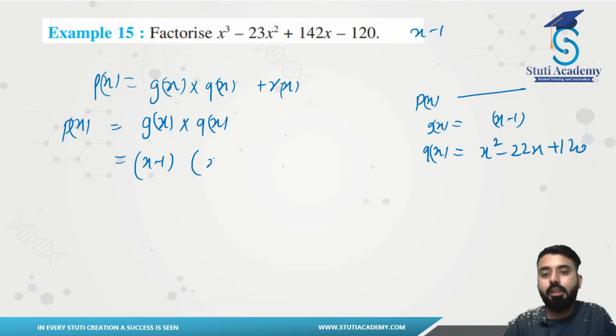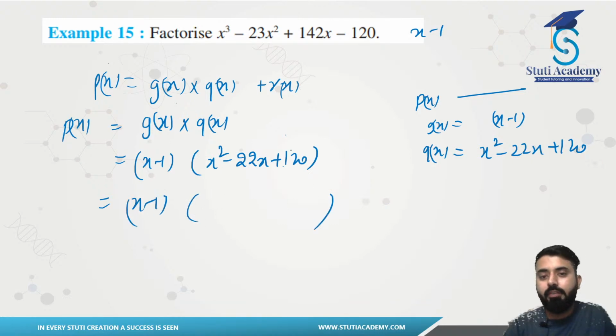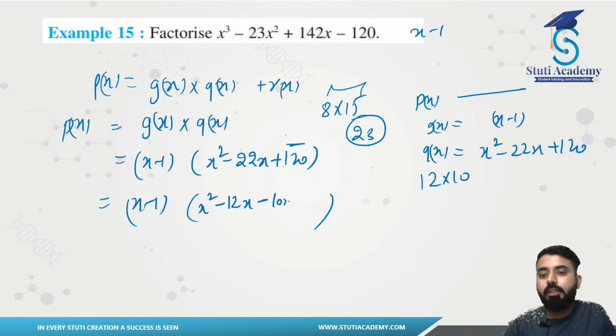My q of x is what? It is x square minus 22x plus 120. Now I have to do what? I have to factorize this one. Factorization is totally up to you. Just factorize this here, x minus 1. Let's see what we have here. A 120 factor will be what? It will be 8 into 15. That can be one factor here, but their sum will be what? It will be 23, right? And let's see what else do we have. We have a 12 into 10, right? 12 into 10 is 120, and together they give you 22. So x square minus 12x minus 10x plus 120. Since we have to add these to have 22, and we have to multiply them to have 120.